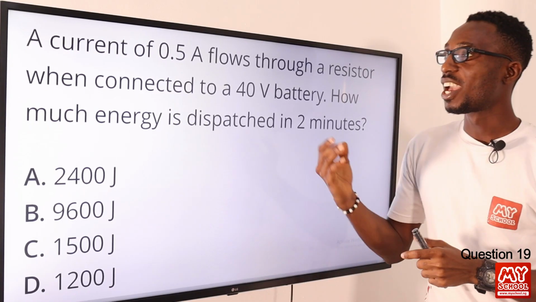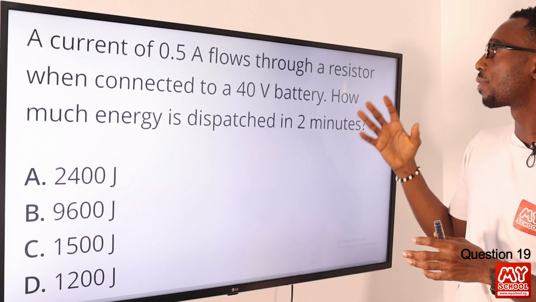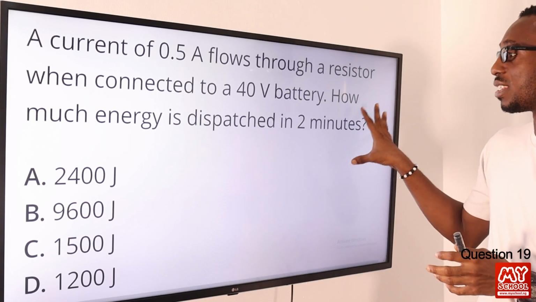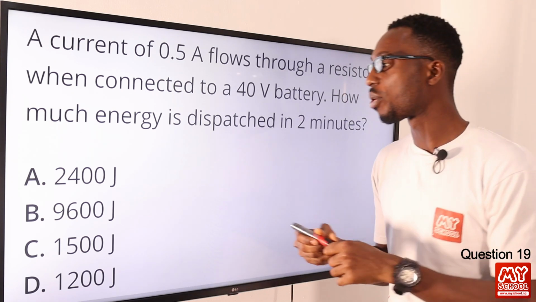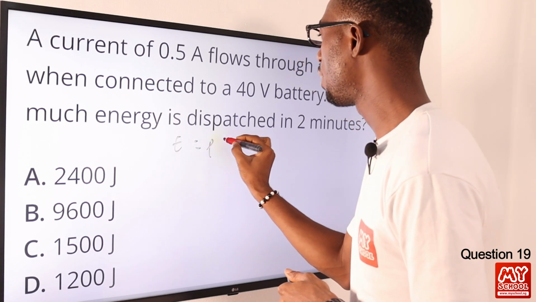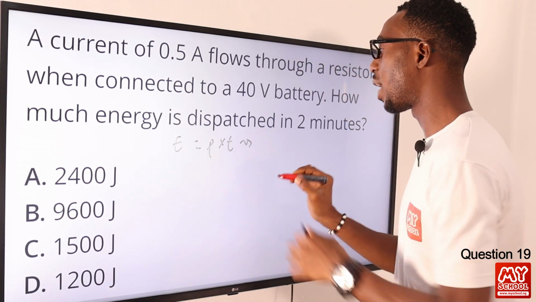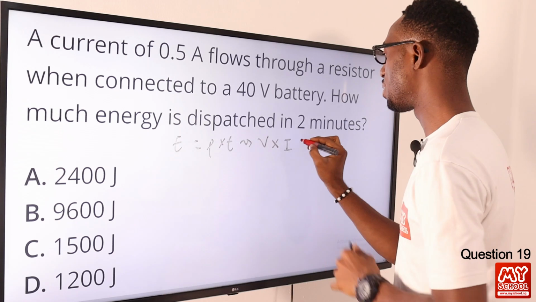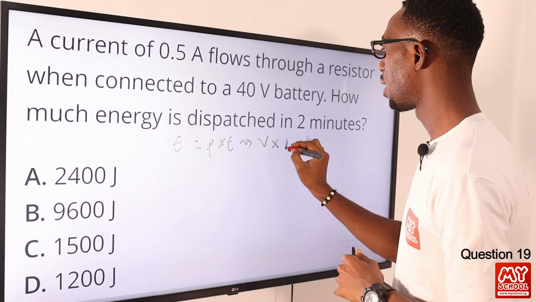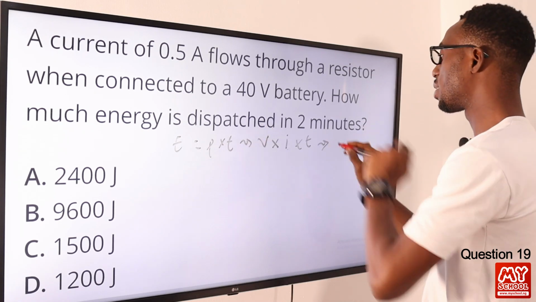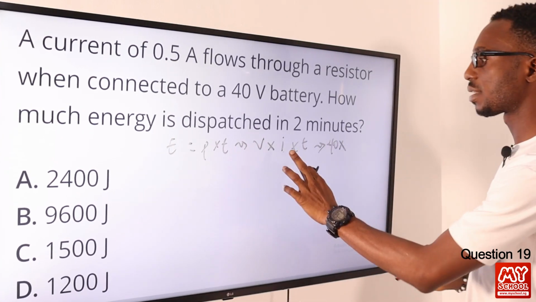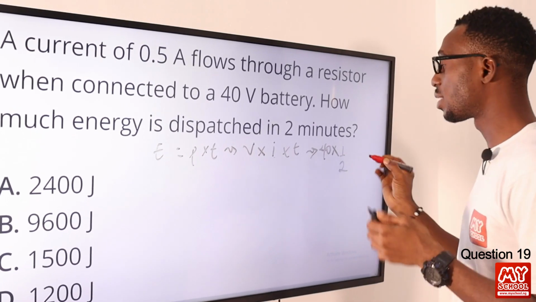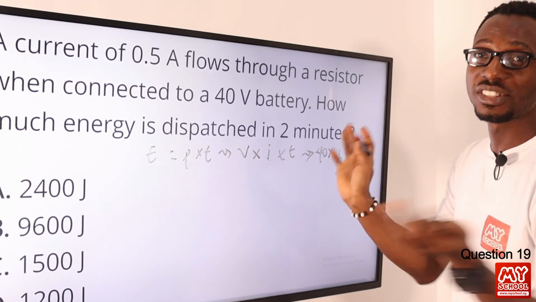Question 19. A current of 0.5 amperes flows through a resistor when connected to a 40-volt battery. How much energy is dispatched in 2 minutes? You just recall this formula: energy equals P times T, where power is your voltage times your current I, then times this T. So my voltage is 40, times the current, which is 0.5. That is still 1/2, so you can use your 0.5. You can punch your calculator to avoid this long process.